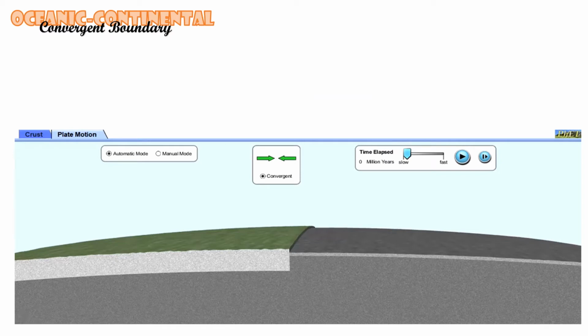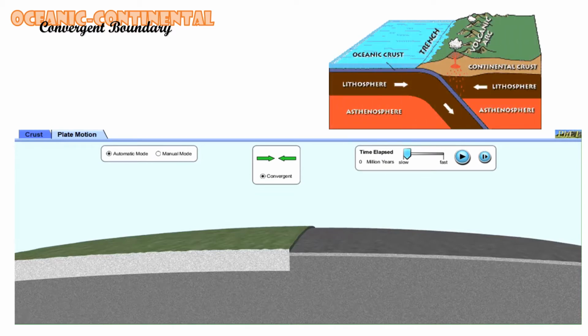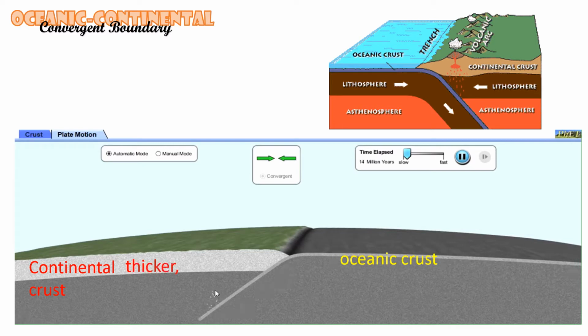The first one is an oceanic-continental plate boundary. This is where an oceanic lithospheric plate collides with a continental lithospheric plate. Look at the diagram below. Which one do you think is the lithospheric plate that has a continental crust, and which one has an oceanic crust? This crust on the right is a continental crust, and this one on the left is an oceanic crust. The continental crust is thicker and less dense, while the oceanic crust is thinner but denser.